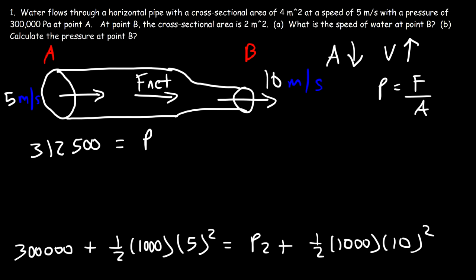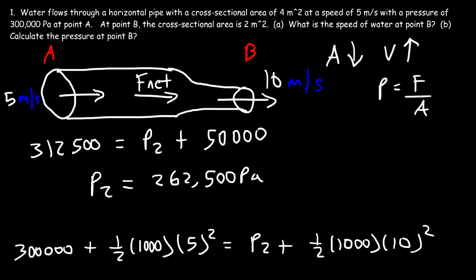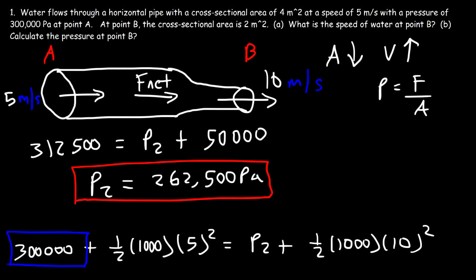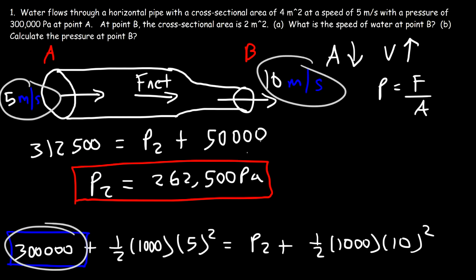On the right side, that's P2 plus 1/2 of 1,000 times 10 squared, which is 50,000. So P2 is going to be 312,500 minus 50,000. So the pressure at point B is 262,500 pascals. So notice that it's less than the pressure on the left side, which is 300,000. So as we can see, as the speed increases from 5 to 10, the pressure decreases from 300,000 to 262,500.